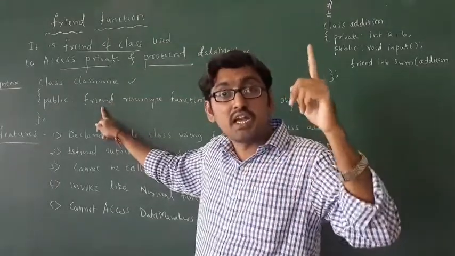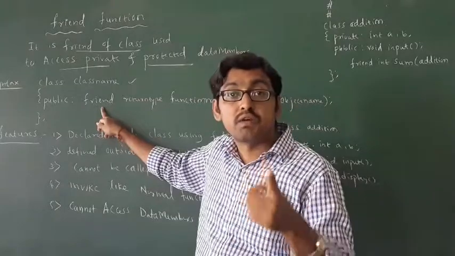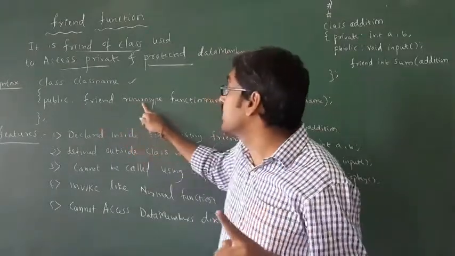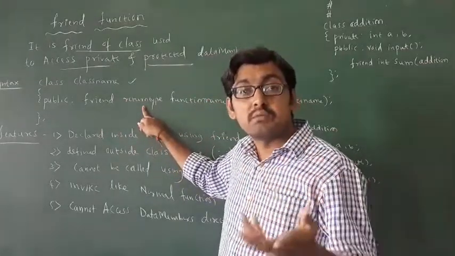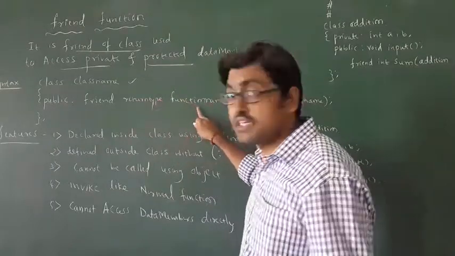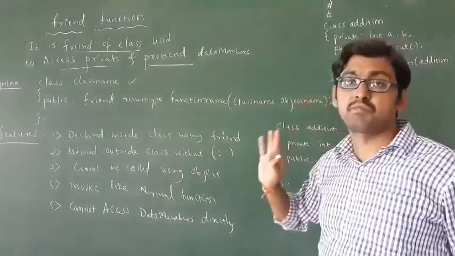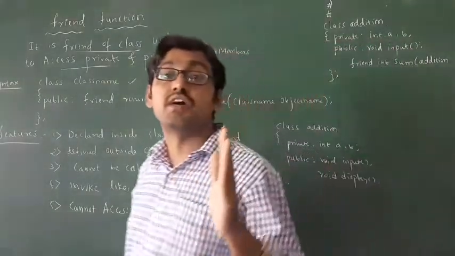For an inline function you use the inline keyword, but here you use the friend keyword, must and should in small letters. Friend keyword, then return type, you can take int, void, double, float, any data type. Then function name, then class name, object name, and again class name, object name. This is the syntax of a friend function.